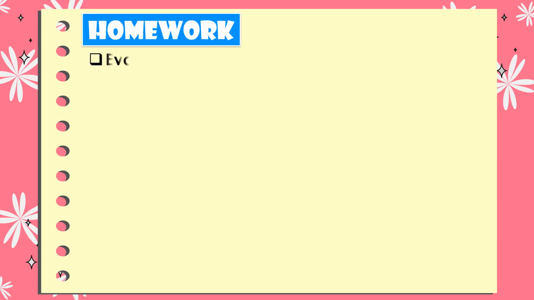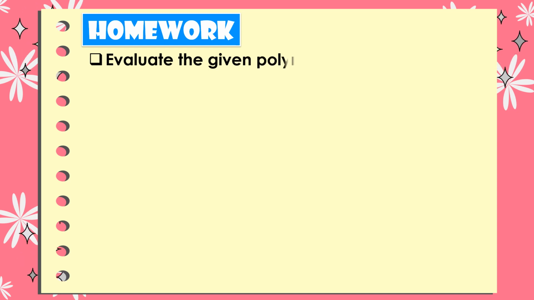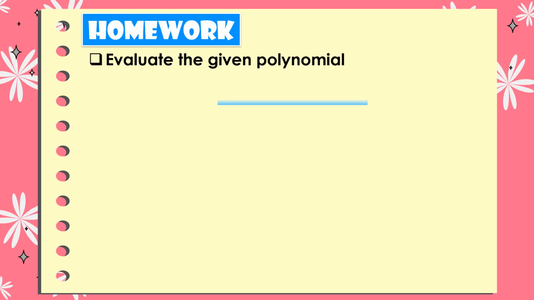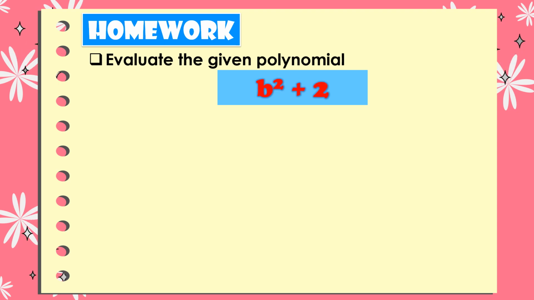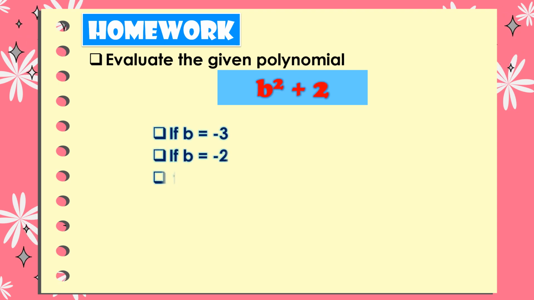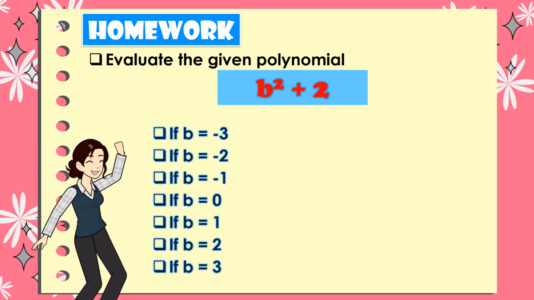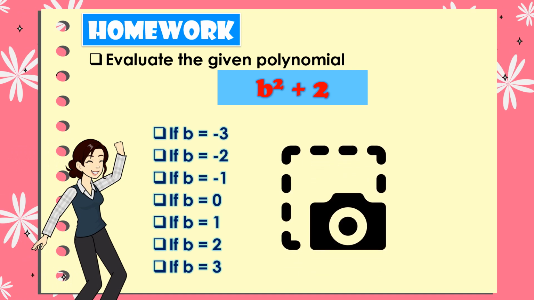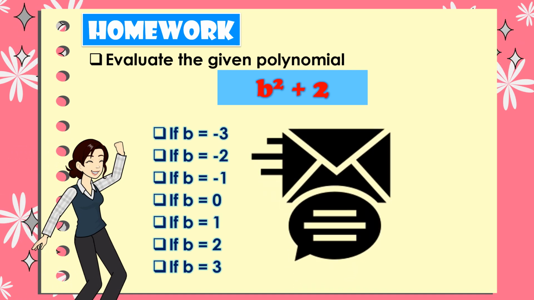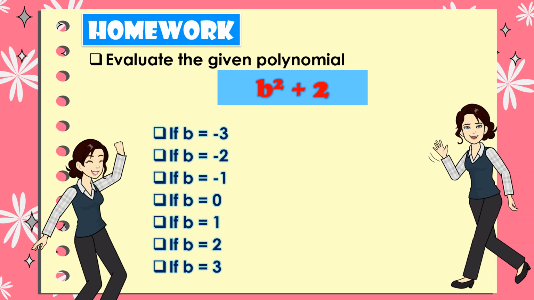It's time for your homework. So evaluate the given polynomial b squared plus 2 if the value of b is negative 3, negative 2, negative 1, 0, 1, 2, and 3. All you have to do is take a screenshot and then send your answers via email or Facebook Messenger.